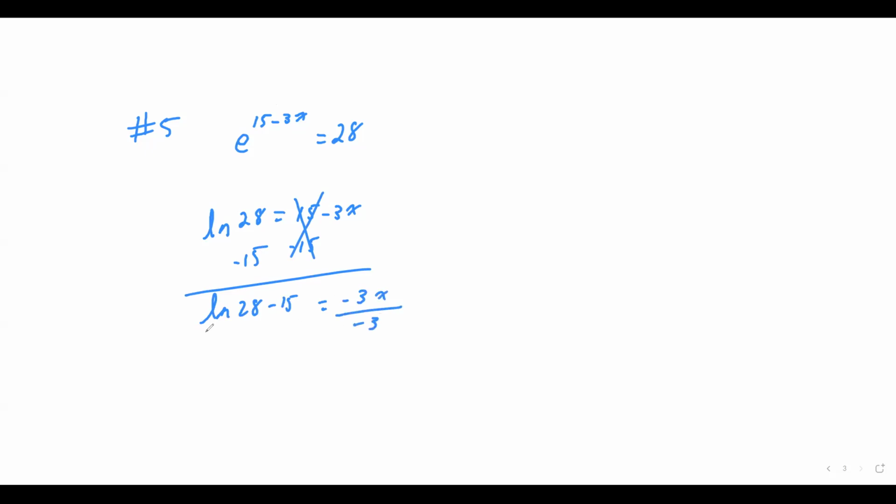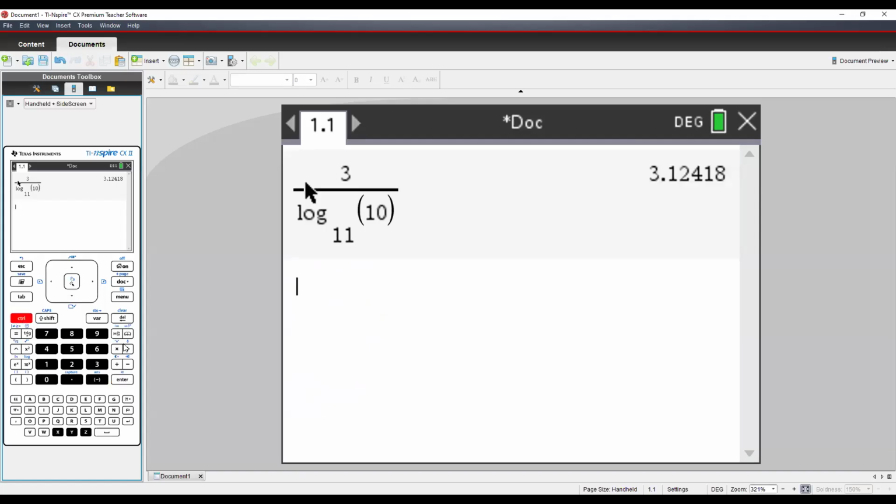And then I'll divide by -3. So in this case, I get the natural log of 28 minus 15, divided by -3. So let's go type that in our calculator. Again, that would be a control divide, and the natural log is the control e to the x button. So it'd be natural log of 28 minus 15 divided by -3. And so there was our answer there.